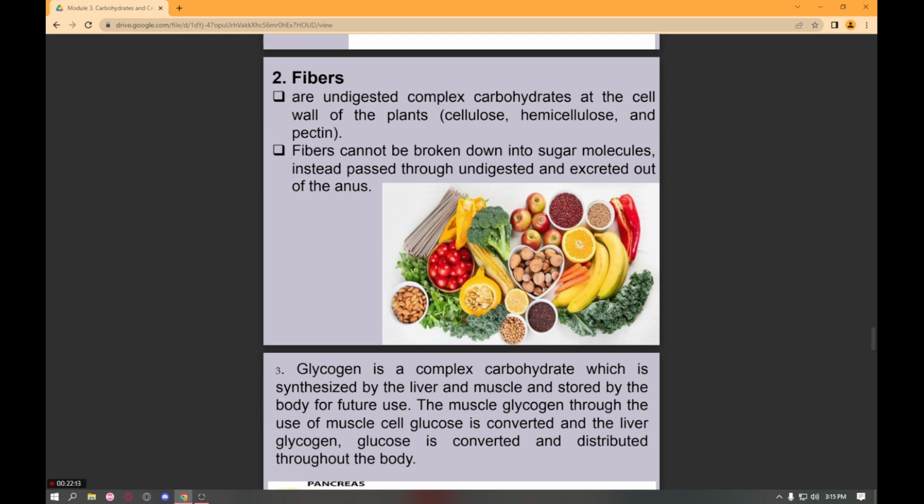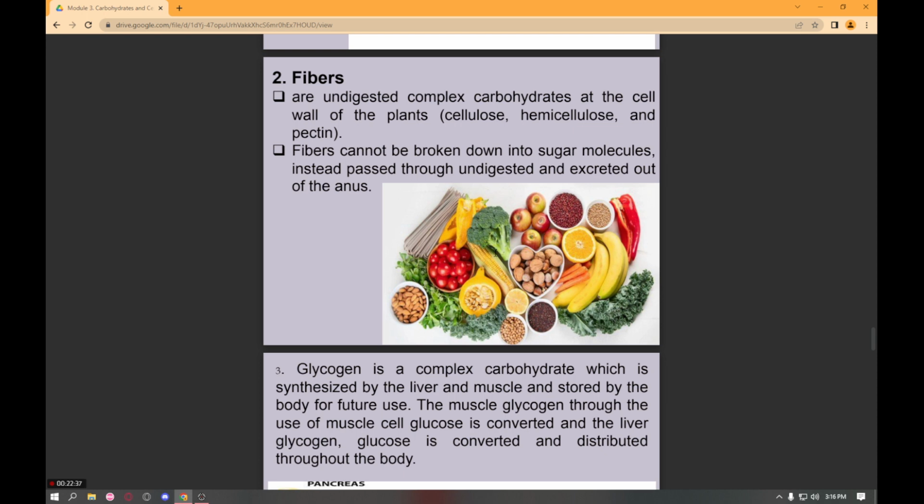How about when you say glycogen? This is a complex carbohydrate which is synthesized by your liver and your muscle. Sometimes it is distributed. The excess glucose is converted into stored energy, which is the bilbil, the body fat that we see. So this glycogen is synthesized by your liver and your muscle, and stored by the body for future use.